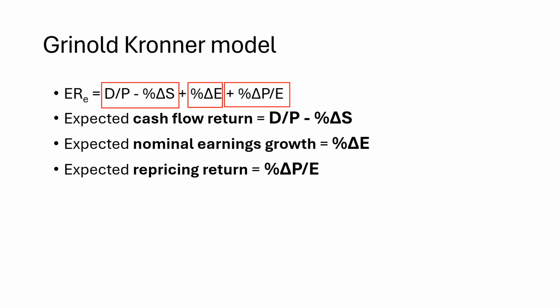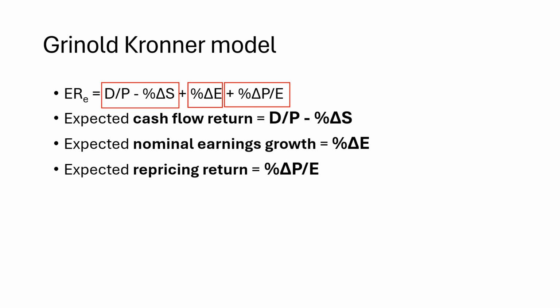Cash flow return is nothing but the dividend yield, and share increases or decreases. What happens is that the investor will get the dividend yield, but the dividend yield will increase or decrease as the shares increase or decrease. So if the shares increase, we will get less cash flow, and if the company repurchases shares, that means the shares are decreasing, then the cash flow return will increase.